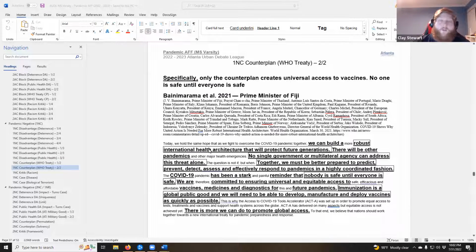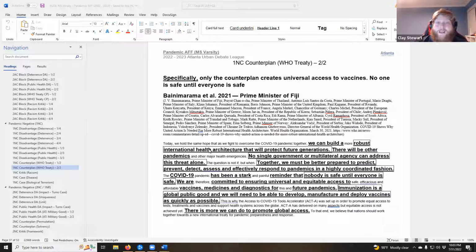A specific argument that the evidence makes is that a problem that exists right now is the United States has a ton of vaccines. In fact, it has so many vaccines that it is throwing away unused vaccines. The problem is that in less developed countries, that's not the case. So COVID proves that vaccine development and pandemic response was championed by affluent countries. And as a result, the less affluent, less developed countries were left behind.